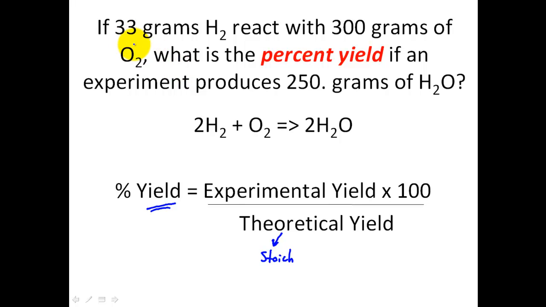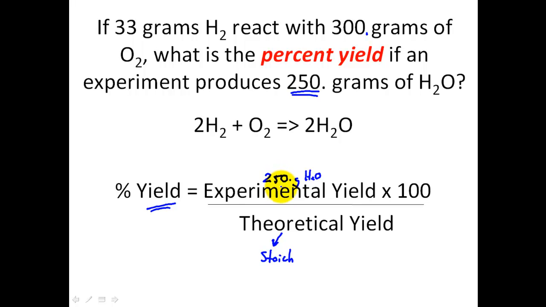I have 33 grams of hydrogen. It is going to react with 300 grams of oxygen. What is the percent yield if the experiment is going to produce 250 grams of water? So right off the bat, let me just pull this number out. The experiment is going to produce. Produce is another way of saying yield. So my experiment yielded, my experiment produced, right here, the top value is going to be 250 grams of H2O. All right, that is my experimental yield. Experiment produced, experiment yielded 250 grams.